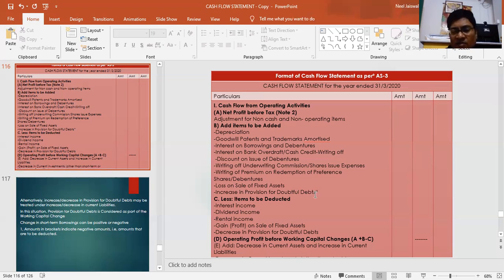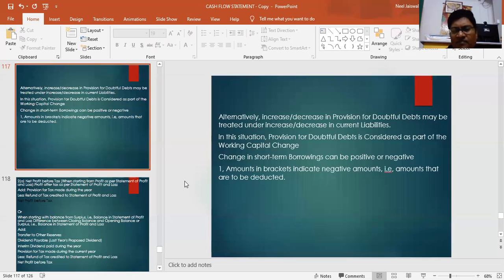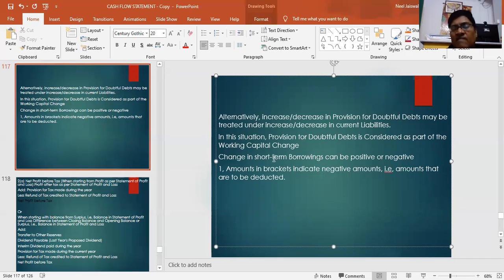Now, students, remember one thing regarding provision for doubtful debts. We can either treat it over here or we can treat it in working capital changes. See, an increase or decrease in provision for doubtful debts may also be treated under an increase or decrease in current liabilities. In this situation, provision for doubtful debts is considered as a part of working capital changes in short term. Understood, students?